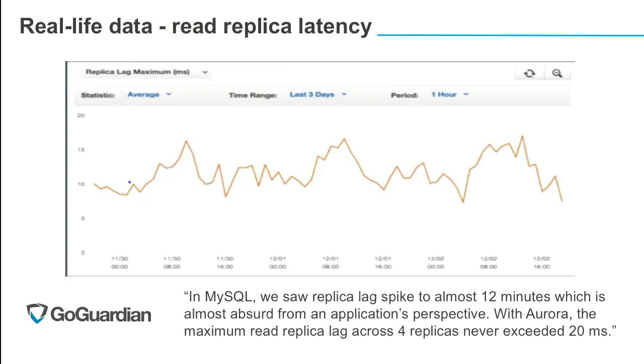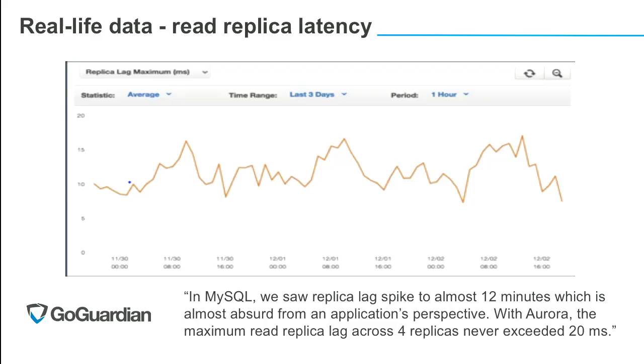So if you look at the replica latency that customers experience, one of our customers talked about their workload prior to migrating to Aurora, where they saw replica lag that could go all the way up to 12 minutes. With Aurora, although they had 4 replicas, the lag that they observed never exceeded 20 milliseconds. So that was a pretty good data point.